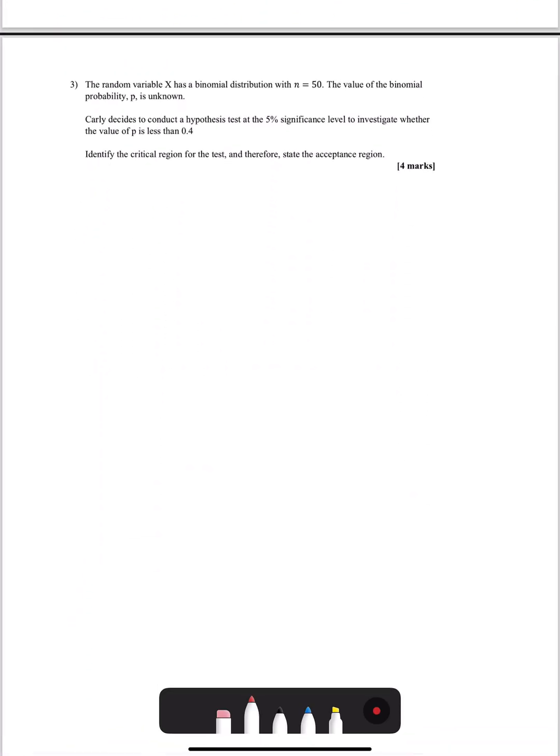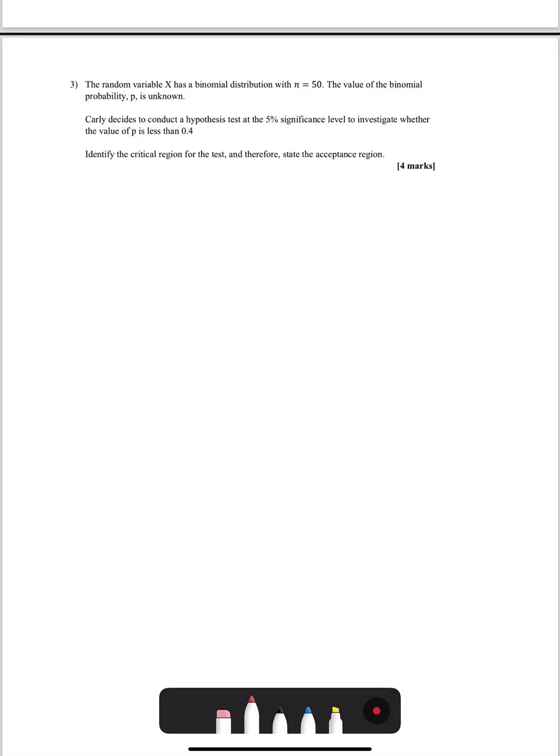Question 3. The random variable X is binomially distributed with the number of trials being 50. The value of the probability p is unknown. Carly decides to conduct a hypothesis test at 5% significance level to investigate whether the value of p is less than 0.4. Identify the critical region for the test. Okay, so firstly, we're identifying the critical region for the test.